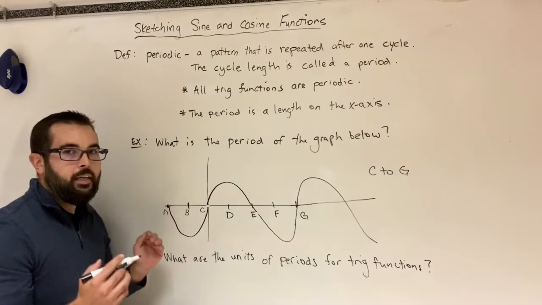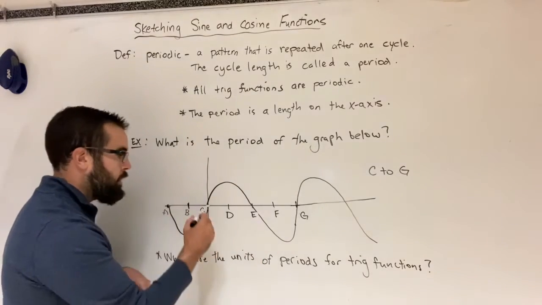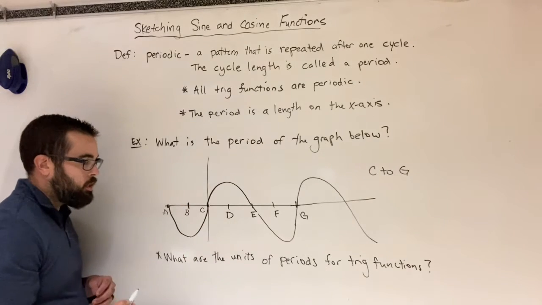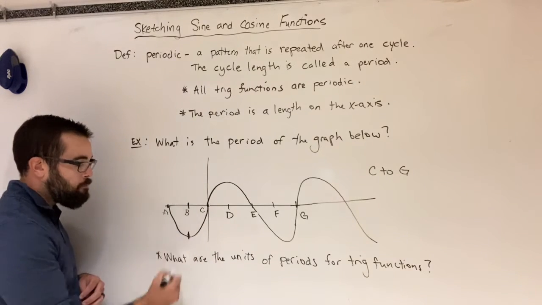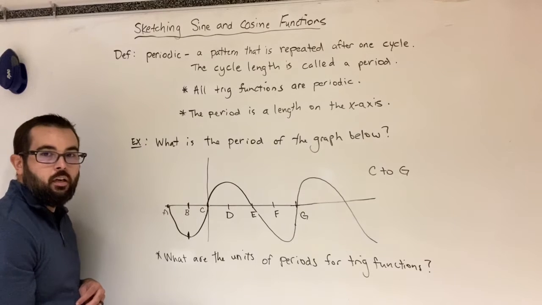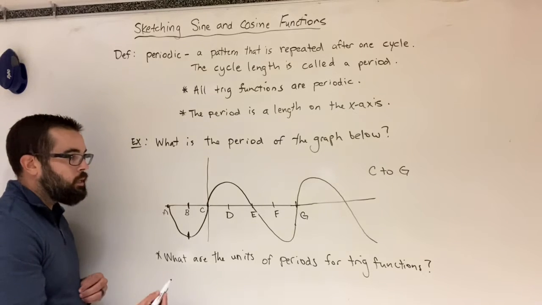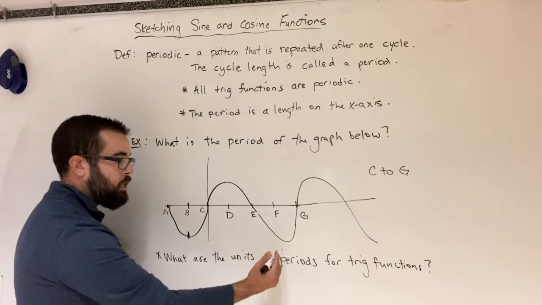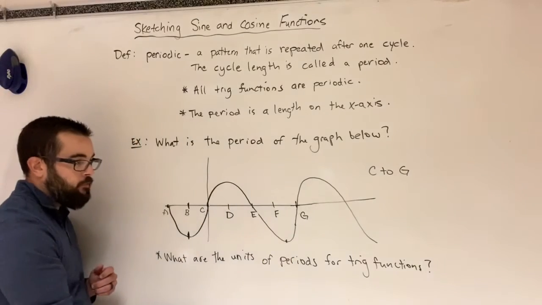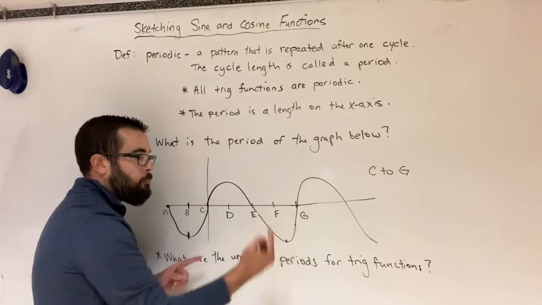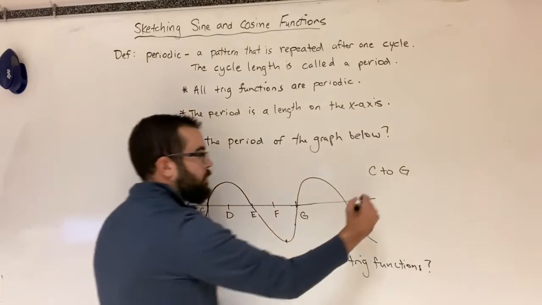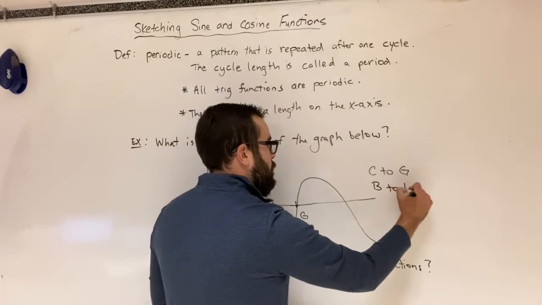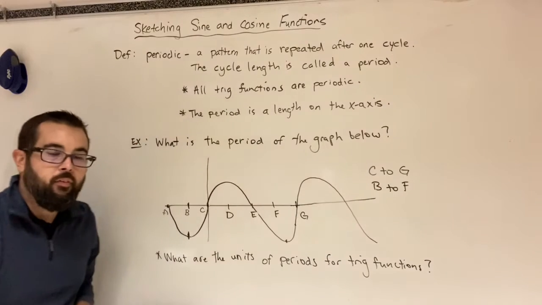Is there another way to name a period? Well, a period doesn't have to start at the origin. It could start, say, if we're at point B here, what would be the period length? If it starts at B, we look at where it hits that point again. It hits that point again at F, and then it just repeats that pattern. So we could say that the period is B to F.